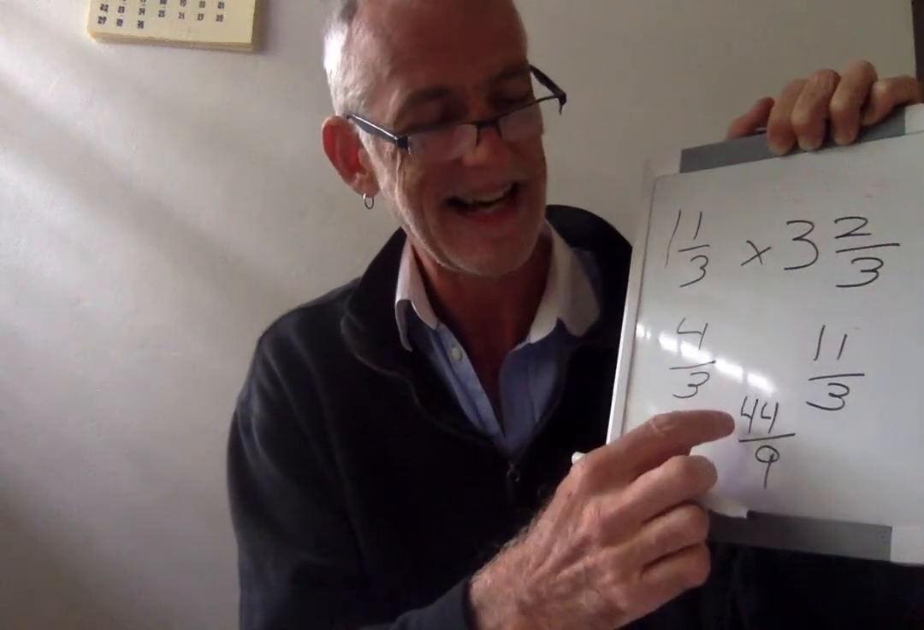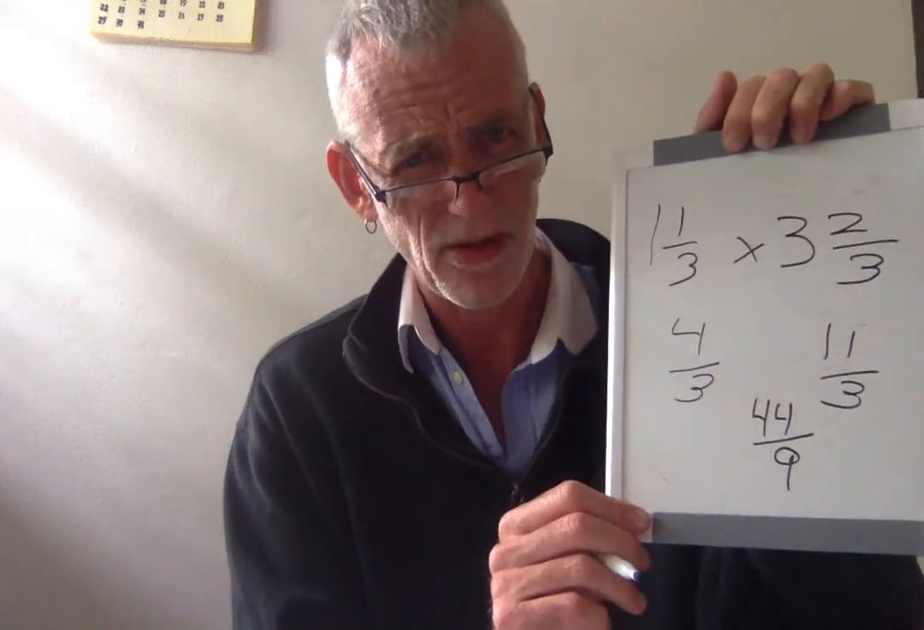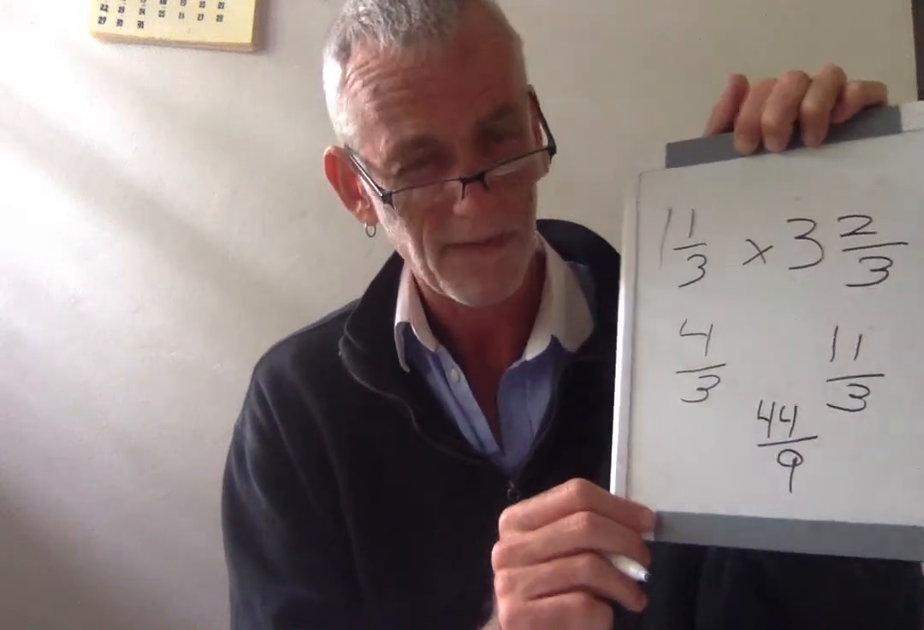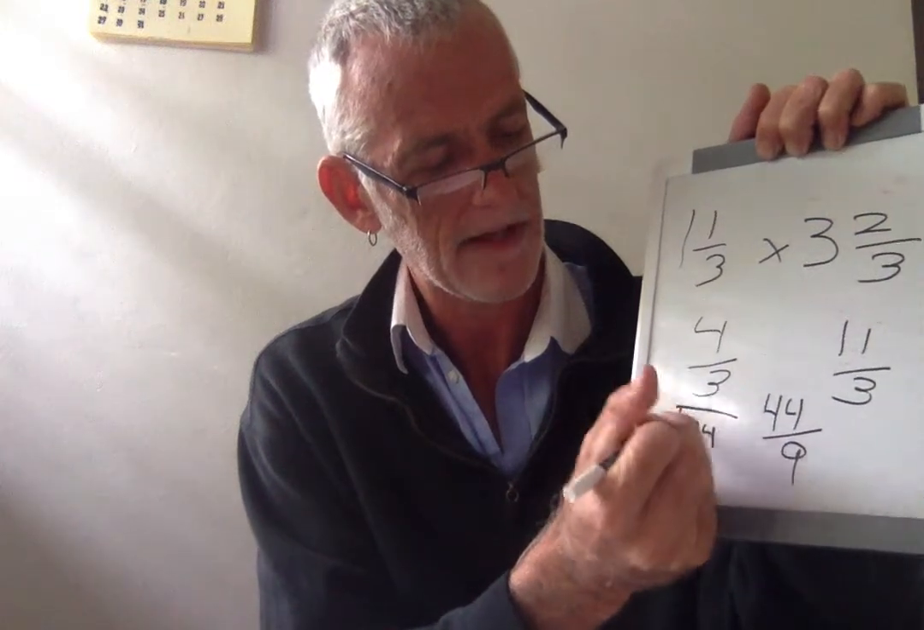3 times 3 is 9. How many times does 9 go into 44? Should we do division? I mean, I can figure it out in my brain. 4. But let's do the division. What the heck? 44 divided by 9.